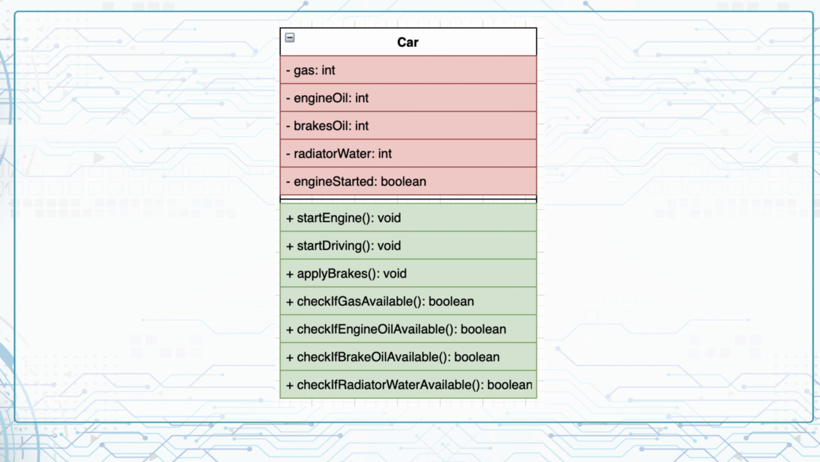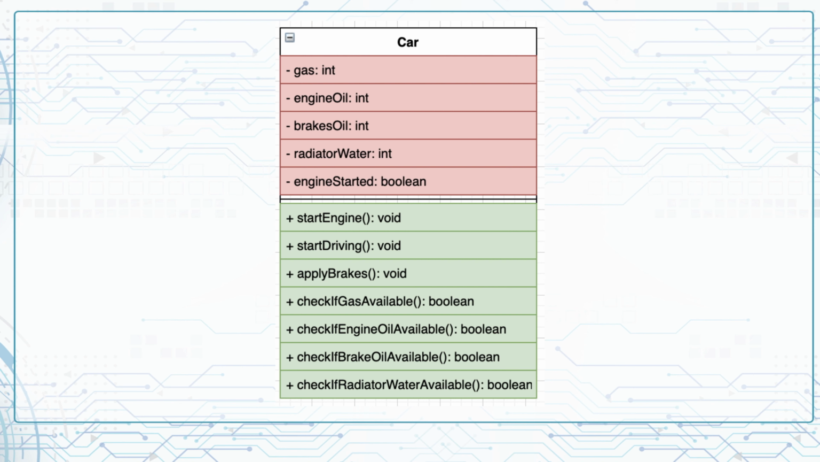Our example is a car. We're gonna build a car object or a car project. We have the car class. We have attributes, which are all private, as we said: red color and minus sign is a private access modifier, and green color and plus sign is a public access modifier. The attributes we have are gas, engine oil, brake oil, radiator water, and engine started. These are things that must be present in order for the car to work.